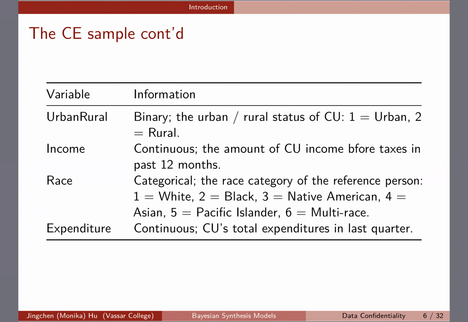On the next slide, we have the data dictionary for the 4 variables. Urban/rural: 1 is urban, where the consumer unit is at, and 2 is rural. Income is the amount of CU income before taxes in the past 12 months. Race is the race category of the reference person, with 6 categories. And expenditure is continuous, the total expenditures in the last quarter. The reason expenditure is for the last quarter but income is for the year is how the survey was conducted. They do this interview every quarter, and then they collect.